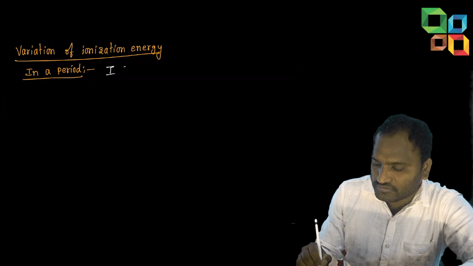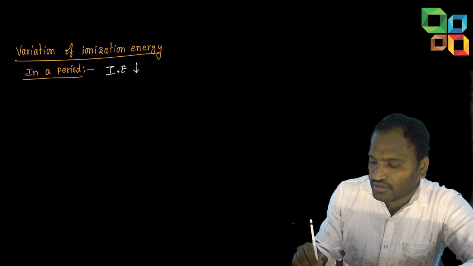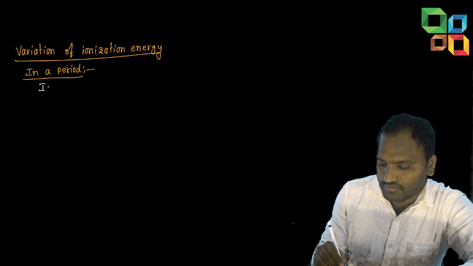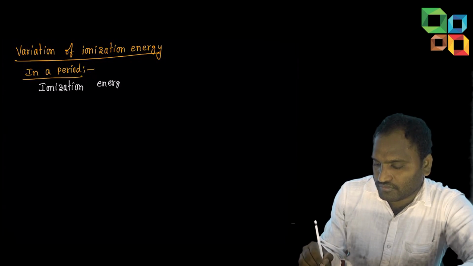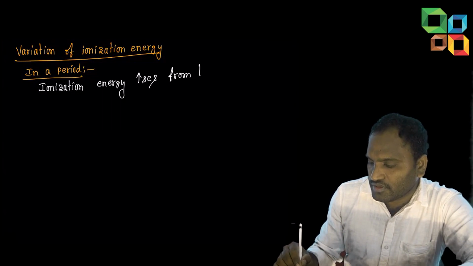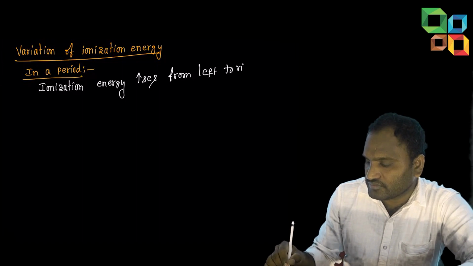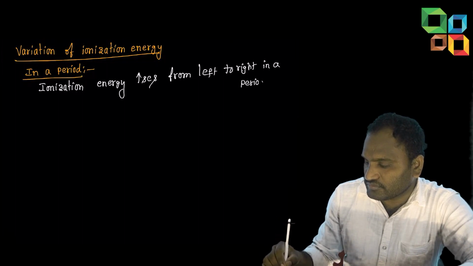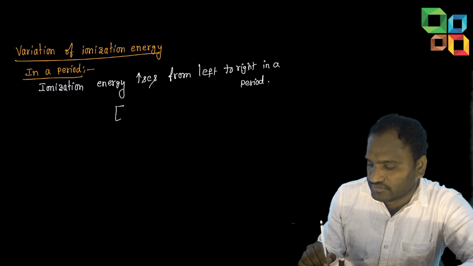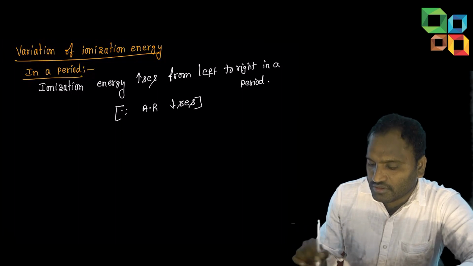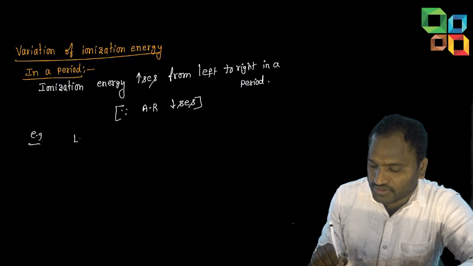Ionization energy increases from left to right in a period. The reason is that atomic radius decreases. I am giving an example with exceptional cases.